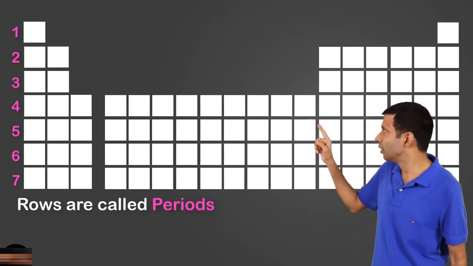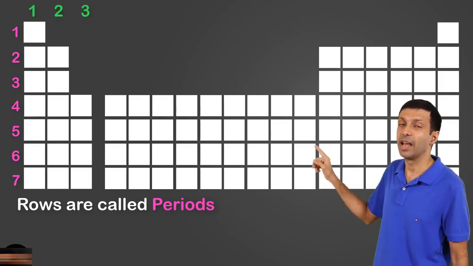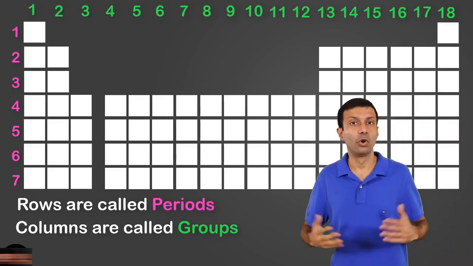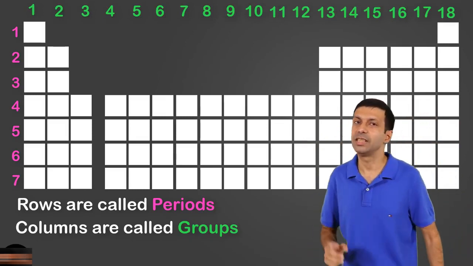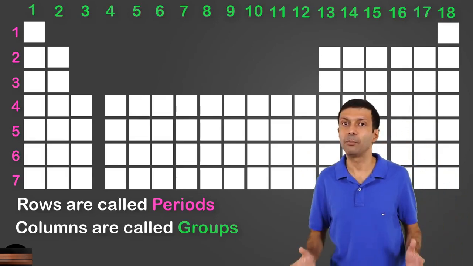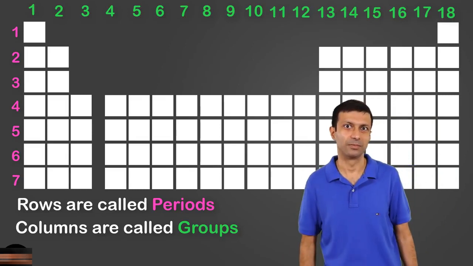Similarly, we can number the columns. So the column number is going to be 1, 2, 3 and all the way up to 18. Columns are called groups in the periodic table. So these are our group numbers. There is a different numbering scheme for groups as well, but we'll look at that later on in the video.